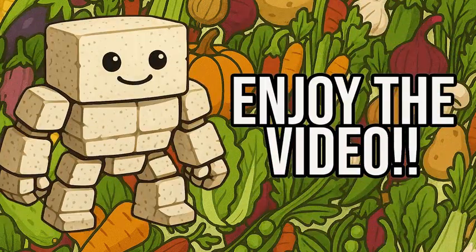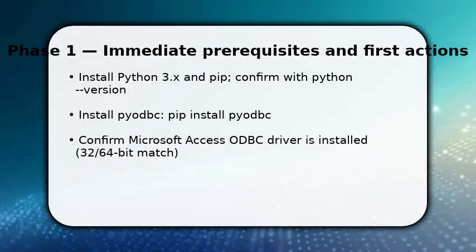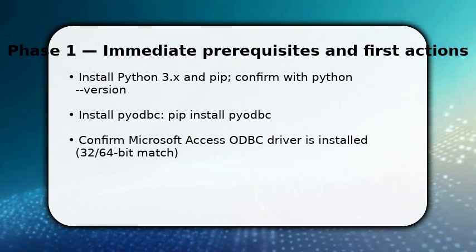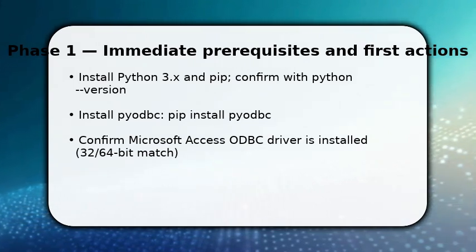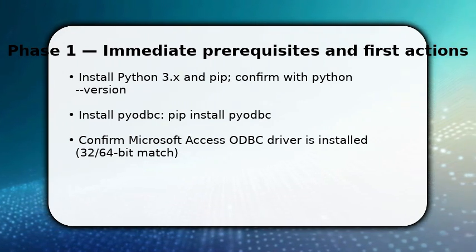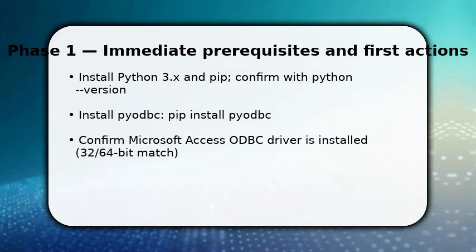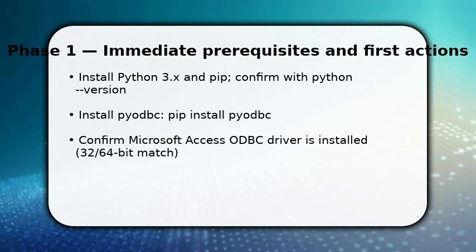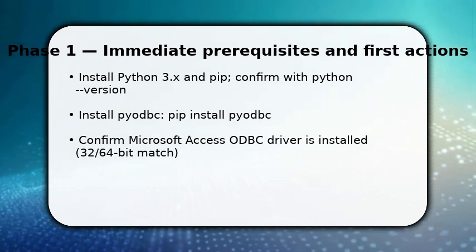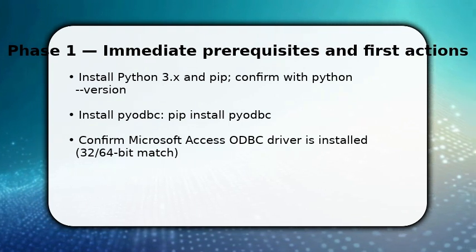Please enjoy the video. You will start by verifying prerequisites and taking the very first actionable steps. Make sure Python 3.x and pip are installed, then install pyodbc using pip. Once done, check that the Microsoft Access ODBC driver is present and that its bitness matches your Python interpreter.